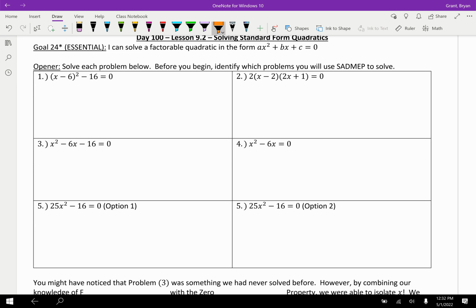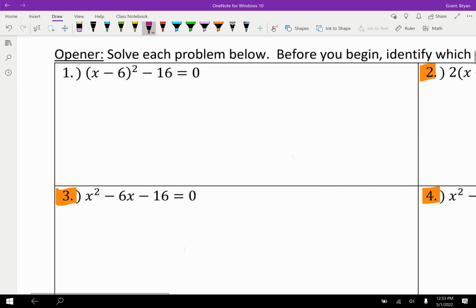The giveaway is when you have more than one x in a problem and you won't be able to combine those together. An easy option is like problem 4. We have an x squared and a 6x. You can't combine those together. There's 2 different x's, no SADMAP. Same thing with problem 3, different x's. Problem 2, we have different x's. And then actually, as a heads up, we're going to do problem 5, option 2 without SADMAP as well. So that leaves us with 1 and 5. So let's jump into those 2 and see if we remember how to solve each one.